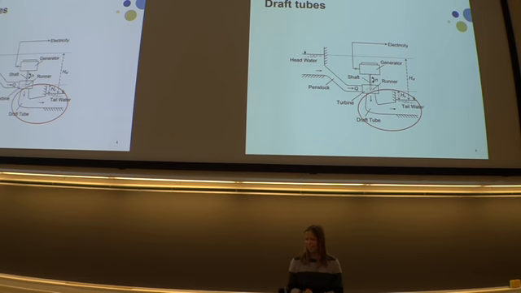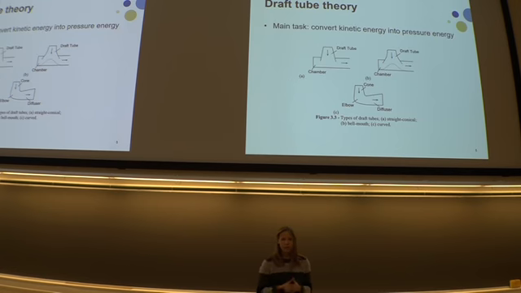So first of all, this is a hydropower plant, and the draft tube is located after the runner. It's the pipe which is leading the water from the outlet of the runner into the tailwater. And why do we need draft tubes? Well, the main task for a draft tube is to convert kinetic energy at the outlet of the runner into pressure energy at the outlet of the draft tube.